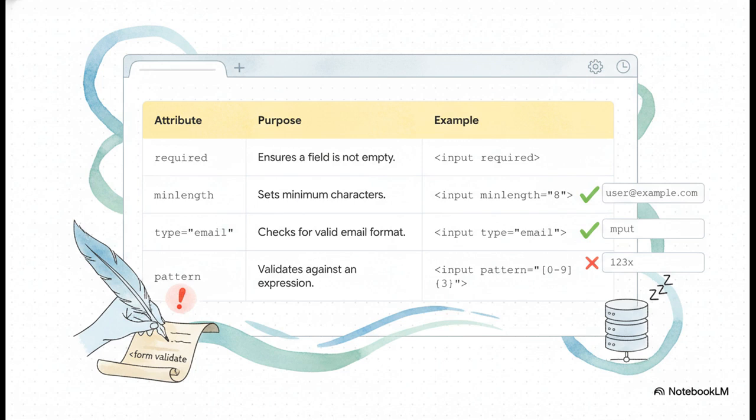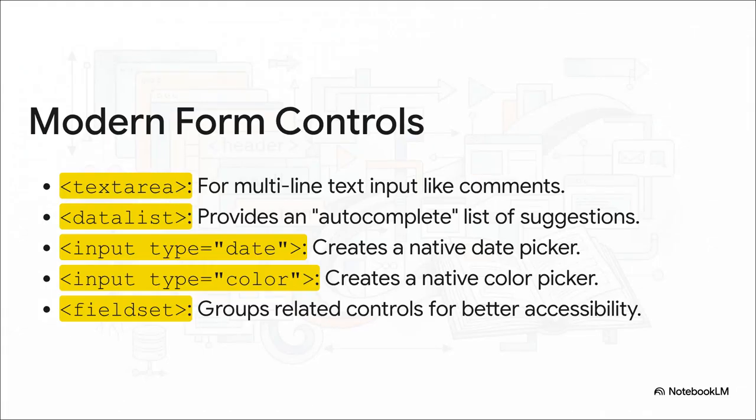Just add required to an input and the browser won't let the user submit the form if it's empty. Use type equals email and it handles the format check for you. This gives users instant feedback and saves you a ton of work. It's a win-win. And the toolbox is just packed with goodies.